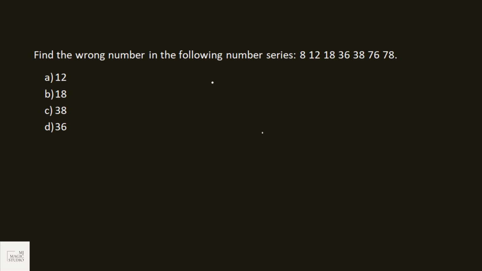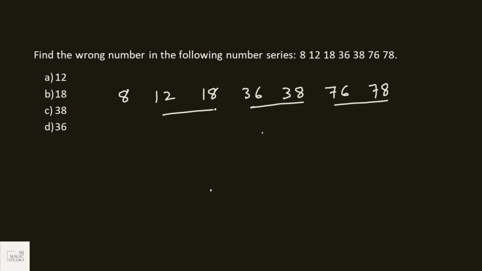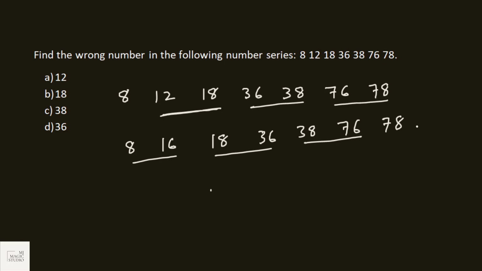Classification, find the wrong one in the following series. 8, 12, 18, 36, 38, 76, 78. Okay, here 2, 2, 2, if we give them the sense of 2, it should be 16. So if I made it 8, 16, 18, 36, 38, 76, 78, any other pattern, into 2, into 2, into 2, and if there is a next number, that should be 78 into 2. Very good. That means in place of 12, if we take 16, then the series makes some sense. 12 should be the wrong one in this series.